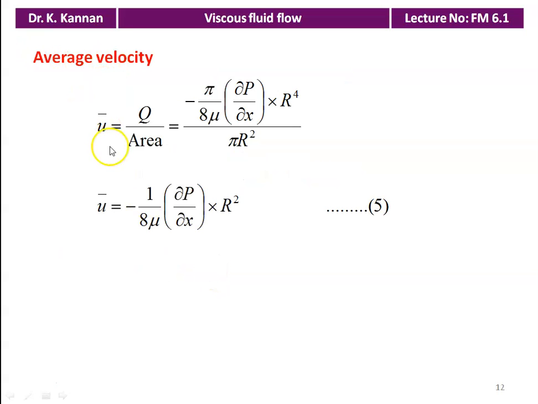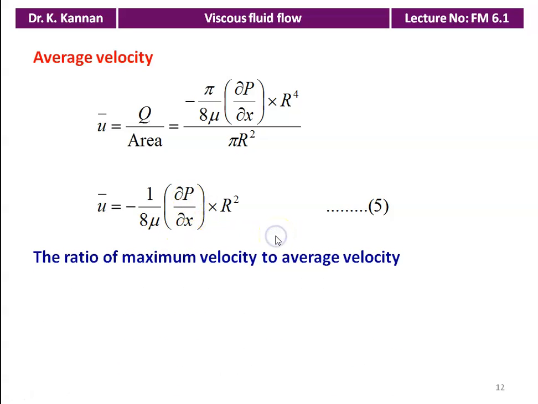Now the average velocity, u bar, is the discharge Q divided by the area. The discharge we have calculated from the previous equation: Q equals minus pi by 8 mu dou p by dou x R to the power 4, and the area equals pi R square, where capital R is the outer radius. So simplifying, average velocity equals minus 1 by 8 mu into dou p by dou x into R square.